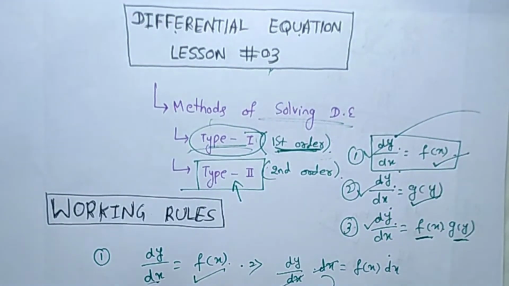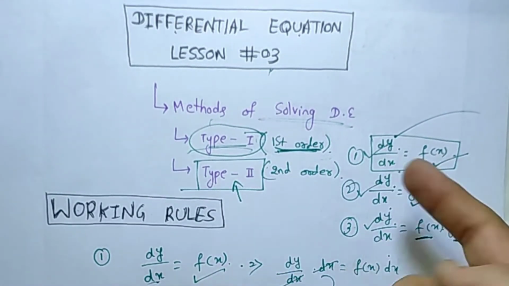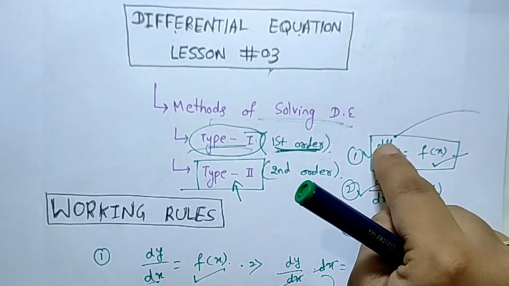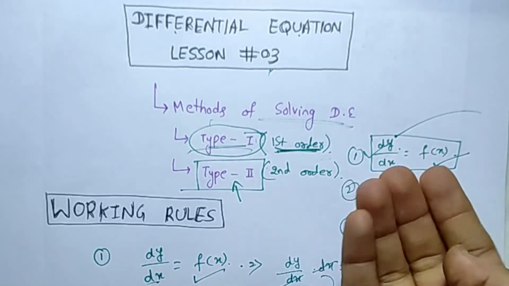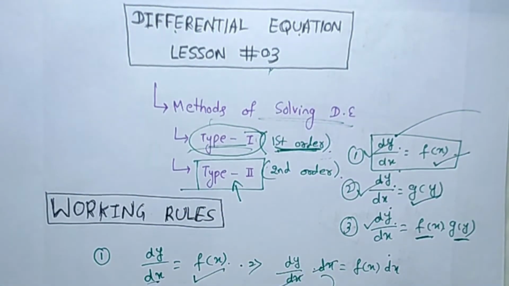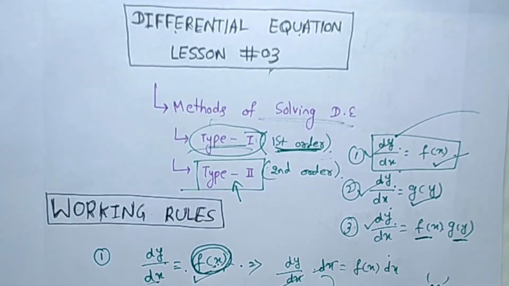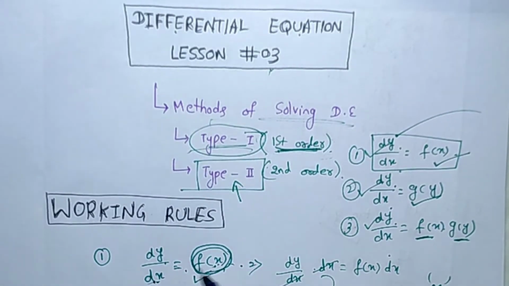So what can we do? We have to integrate both sides to find y, because the derivative of y is dy by dx. So by integrating dy by dx, we can find y. To integrate this, we have to multiply by dx on both sides, because integration of f of x is only possible with respect to x. So if we want to integrate f of x, then we have to integrate with respect to x, dx. Okay, so we multiply this dx on the right hand side and find the form.